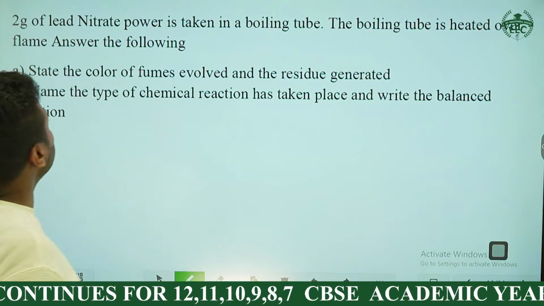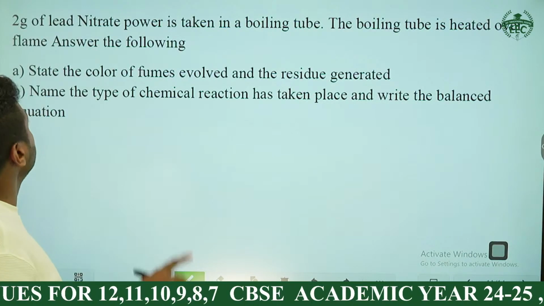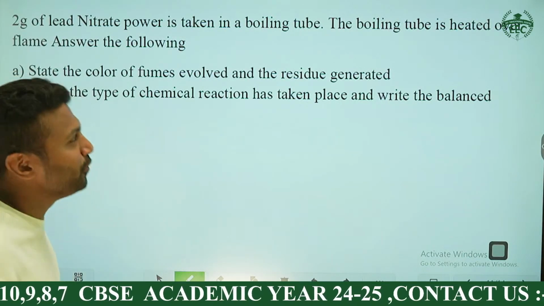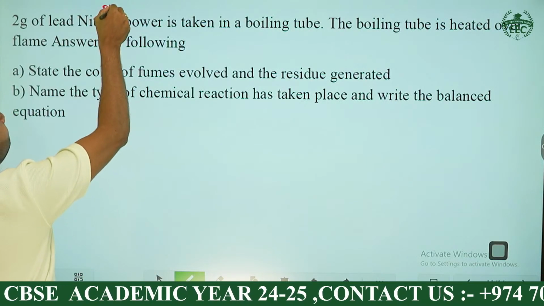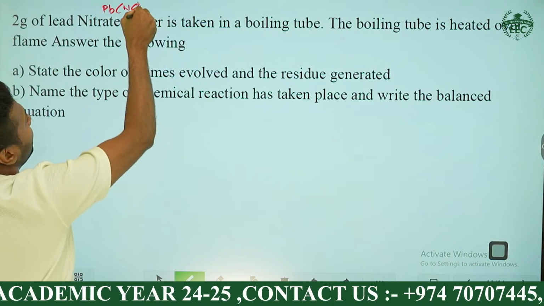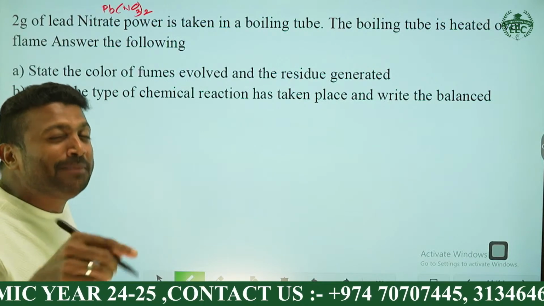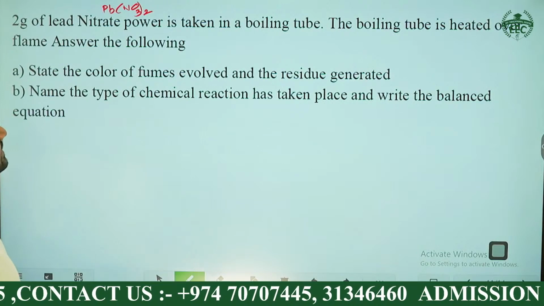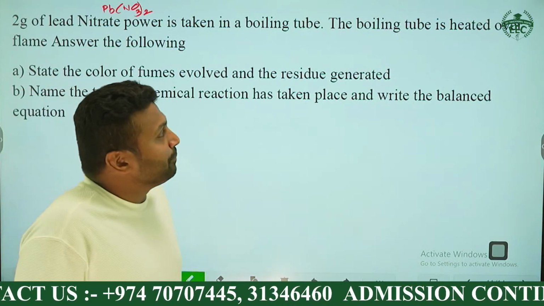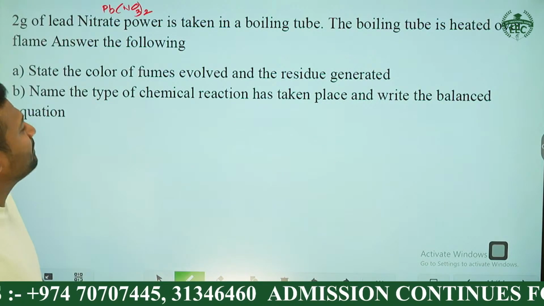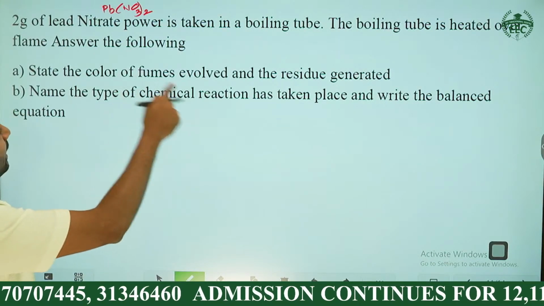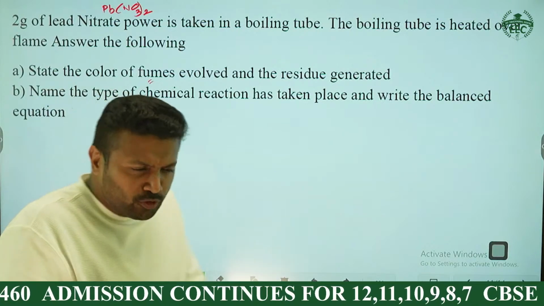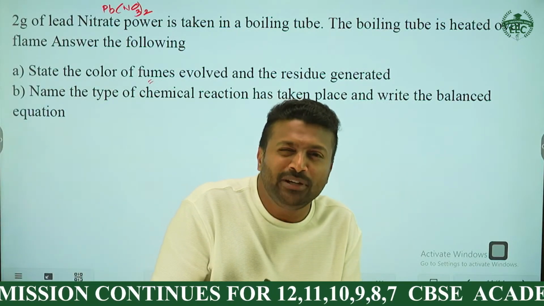So, 2 gram of lead nitrate powder is taken in a boiling tube. Lead nitrate formula, right? Lead nitrate is Pb(NO3)2. Okay, Maria, it's not PbNO3, it is Pb(NO3)2. 2 gram of lead nitrate powder is taken in a boiling test tube. The boiling tube is heated over the flame. Answer the following. A. State the color of the fume. Fume means gas. Fume is same as gas. Evolved and residue. Residue means remaining solid mass.